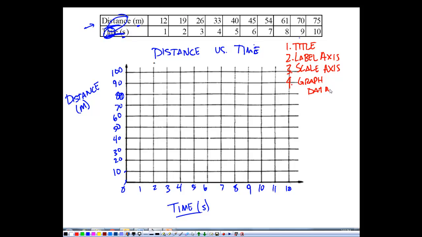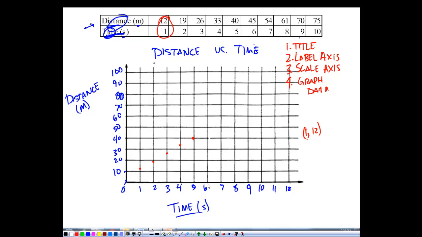We'll go ahead and do that on the next page, but as a note, this is going to be my ordered pair. So that circled ordered pair right there is going to be 1, 12. So I'd come over here and go 1 and get here. We just did 1, 12. The second one is going to be 2, 19. The third one is going to be 3, 26. The fourth one is going to be 4, 33. The fifth one is going to be 5, 40.